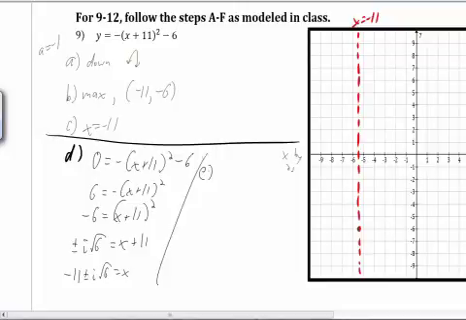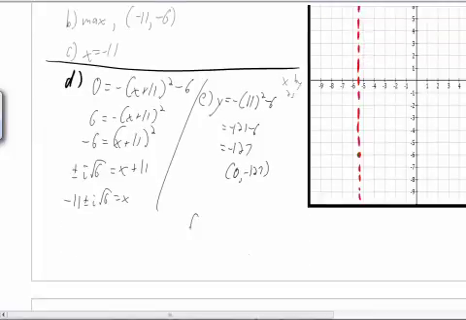For part E, we're going to plug 0 in for x and figure out what y would be. So we get -(0 plus 11) squared, minus 6, or -121, sorry, that's minus 6, or -127. We said we didn't change the scale on the y-axis, so we cannot plot the y-intercept of (0, -127). So we have to plot 2 more points. This means t-chart.